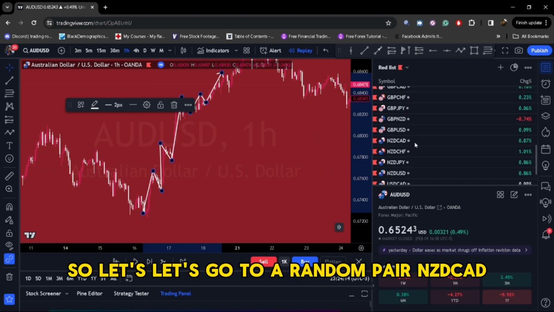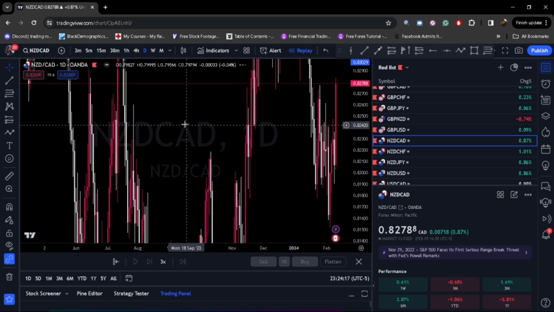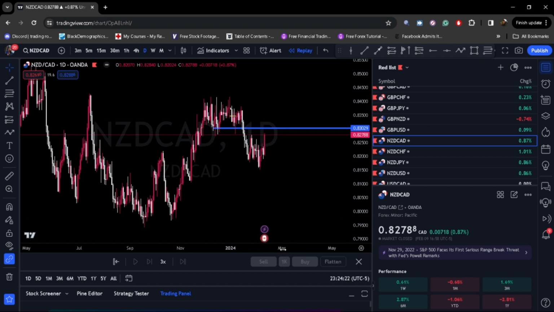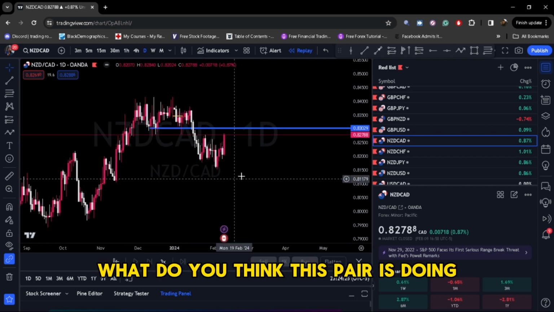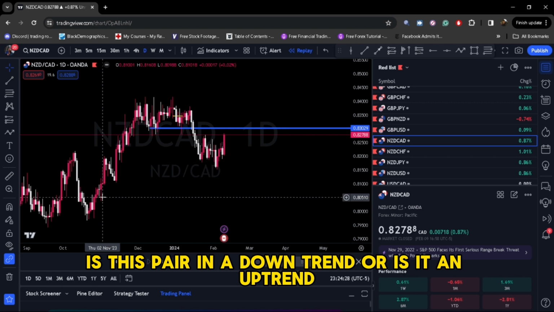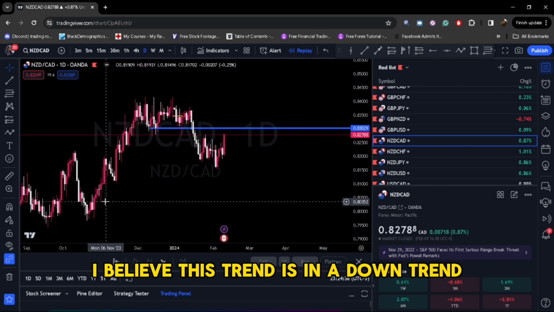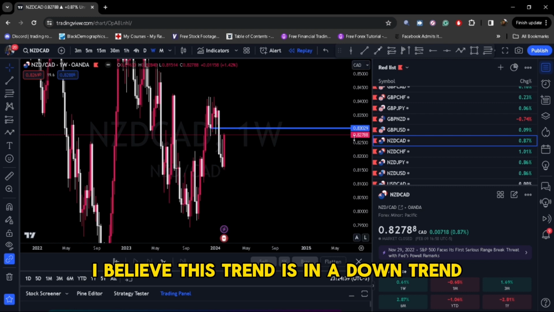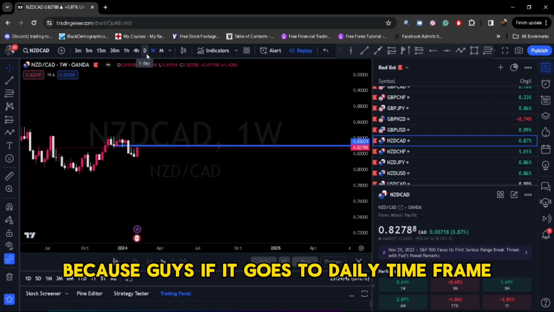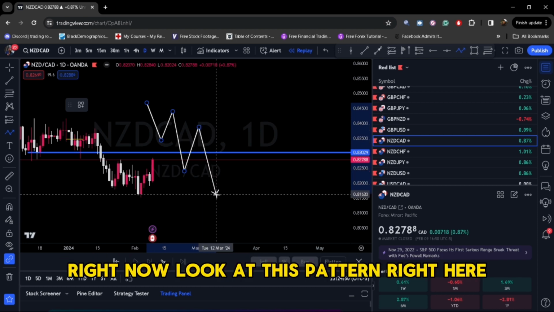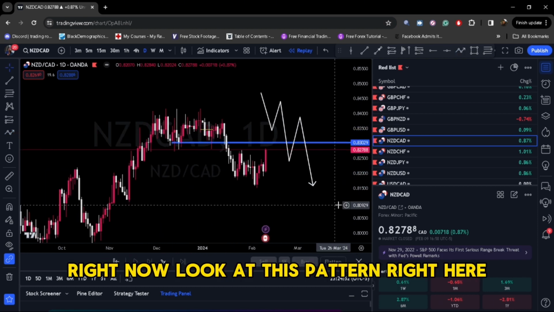So let's go to a random pair, NZD CAD. Let's go to the daily time frame. Now, if you notice, guys, on the daily time frame, if I ask you now, what do you think this pair is doing? Is this pair in a downtrend or is it in an uptrend? Comment down below. Guys, me personally, I believe this pair is in a downtrend. Why do I say it's in a downtrend? Because if you go to the daily time frame, a downtrend basically means lower lows and lower highs. Now look at this pattern right here.